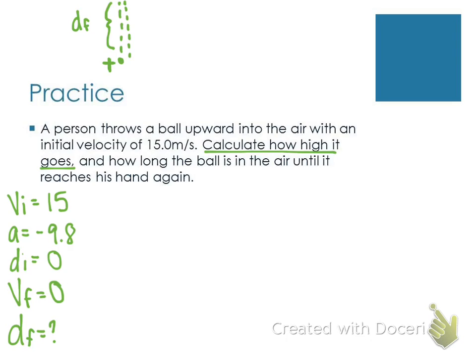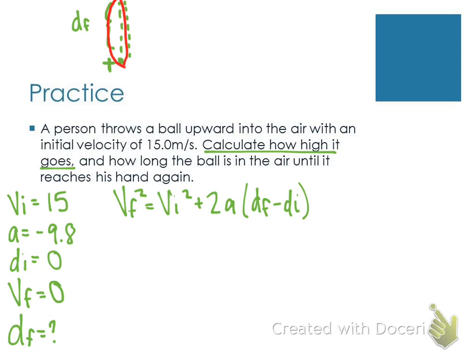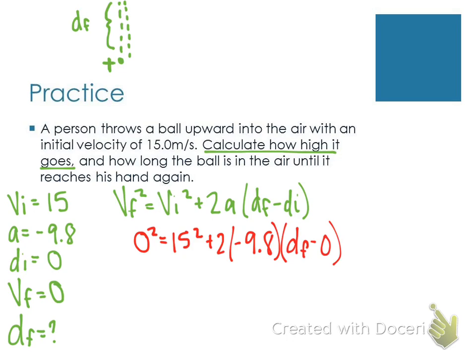The third one, because we don't have what variable? We don't have time. So let's use the third one, which is vf squared equals vi squared plus 2a times df minus di. Okay, we know our velocity final. So all we're looking at here is the first half of the motion, from its release point to its peak height. So 0 squared equals 15 squared plus 2 times negative 9.8 times df minus 0.